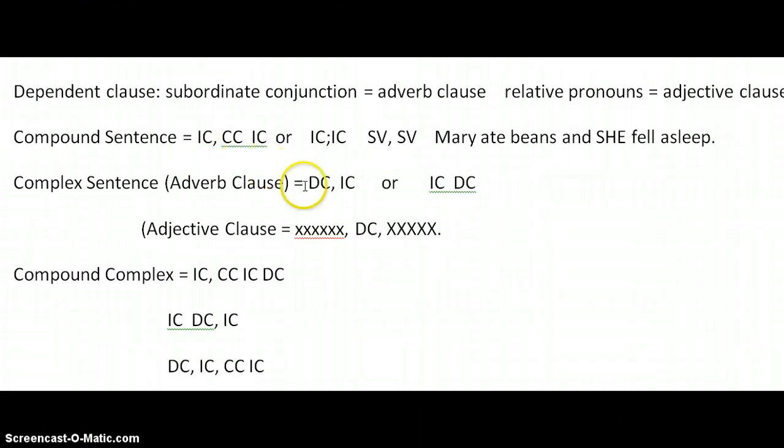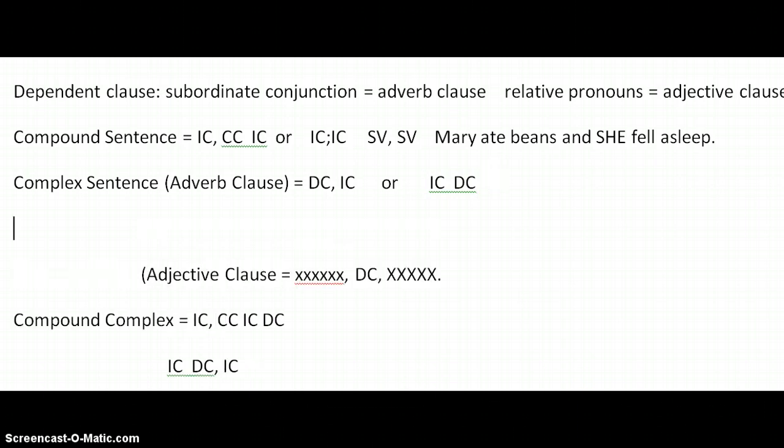Then with the complex sentence, again we want to get the punctuation correct. So if it's an adverb clause, if it starts with the dependent clause, okay, followed by the independent clause, we want to get this comma in here. Okay. If we want to start with the independent clause followed by the dependent clause, there is no comma. So just briefly here, since we use Mary again, since Mary ate the beans, she fell asleep.